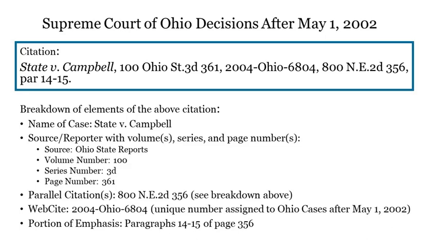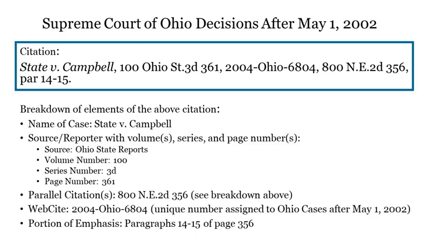Again, just a quick breakdown of the case. So the name of the case in italics, State v. Campbell, the source reporter with the volume, series, and page number. So the Ohio State Reports, volume number 100, series 3rd, page number 361. And then the parallel citation, 800 Northeastern 2nd, 356, with the same breakdown as above. And then the website number, 2004-Ohio-6804, and then the portion of emphasis, paragraphs 14 through 15 of page 356.